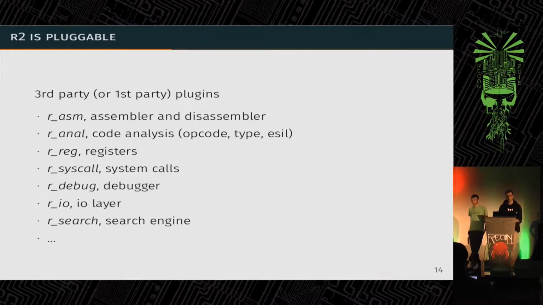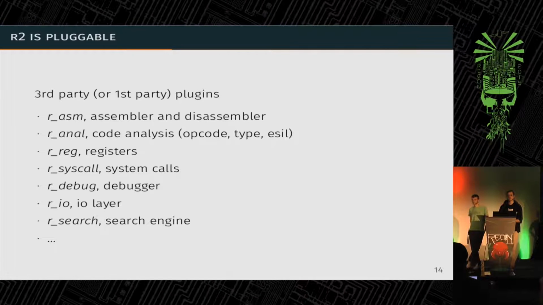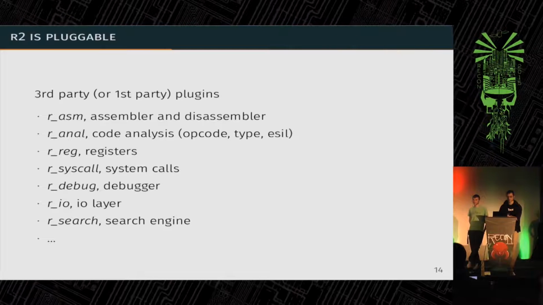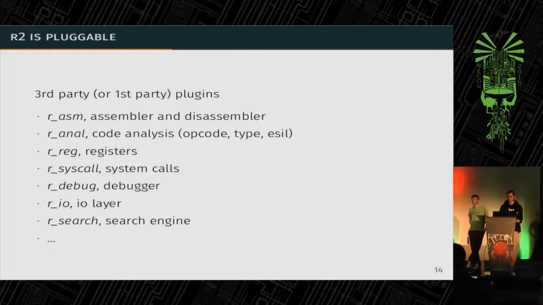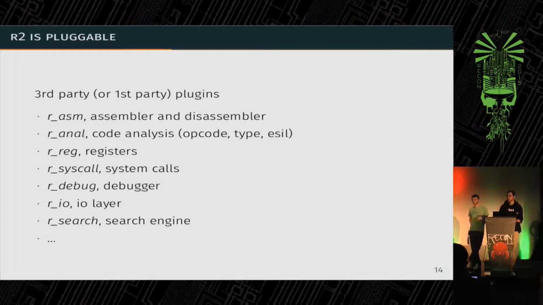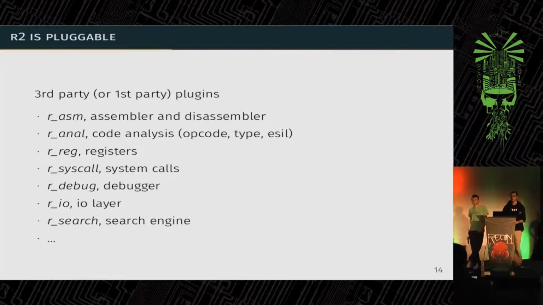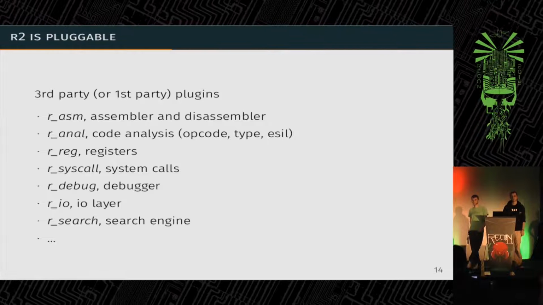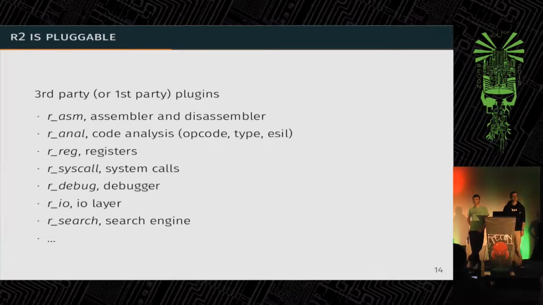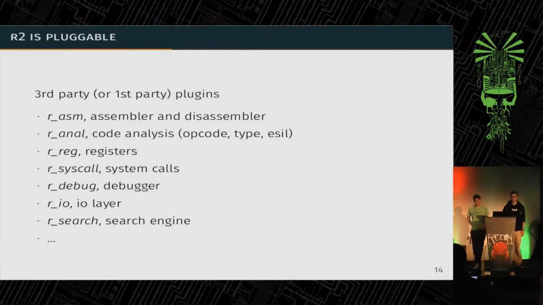So R2 is pluggable. As I mentioned before, you can write very simple plugins to add a new CPU. So you can add an assembler and disassembler, code analysis. For every opcode, we can have the type. So you can say this is a stop or a move, something like this. The registers that are available on the machine, the syscalls that are available for a system, the debugging layer, new stuff for search, new stuff for I/O. Basically anything that you would want to add for a new architecture, you can write a plugin for this.